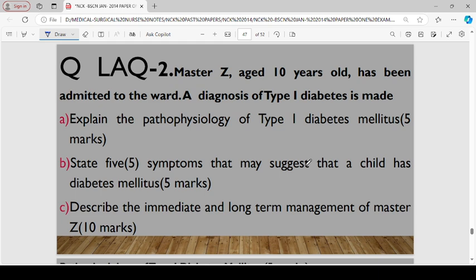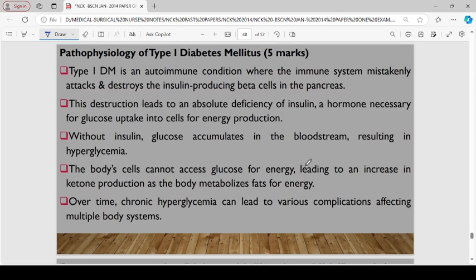Last question you're being asked: Master Z, age 10 years, has been admitted to the ward with the diagnosis of type 1 diabetes. So you explain the pathophysiology of type 1, and then you state 5 symptoms that may suggest the child has diabetes. Then describe the immediate and long-term management of Master Z.